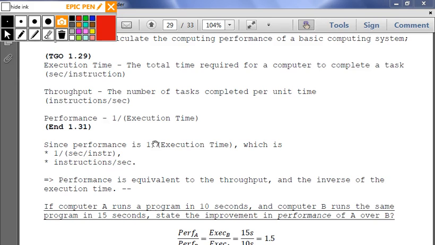And third, performance is 1 over the execution time. So the analogy is running a race. If you have high performance, you have low running time. Meaning that if you're running a 100-meter dash and your running time is high, then you would not be considered a good running performer, right? So same thing. If your execution time takes a long time, you're not a good performing computer.